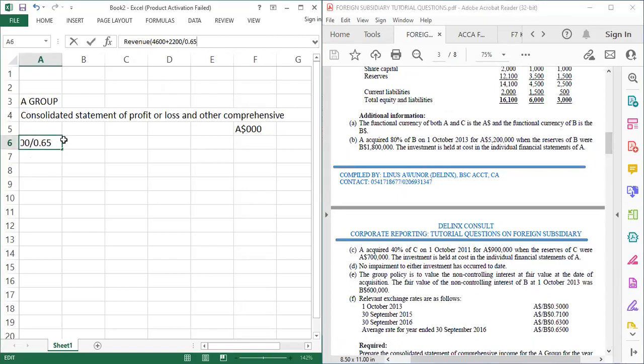So the next item will be cost of sales. The associate is not part of the group. The parent can only consolidate the subsidiary, the entity that the parent has control over. All right, so what is the cost of sales in the question?